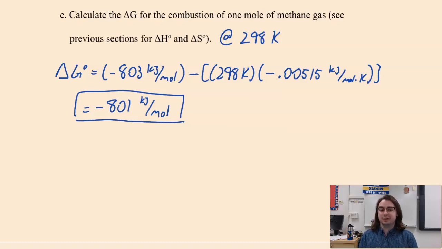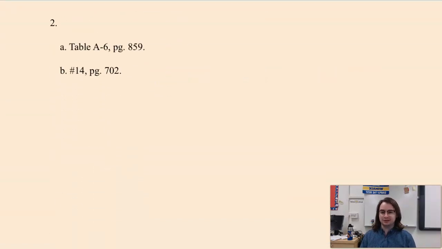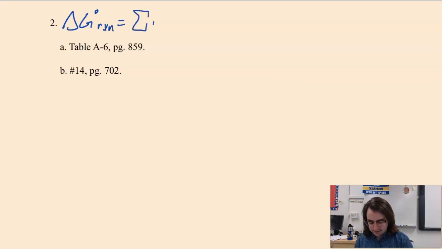It does, but we're going to talk about the meaning of the sign in front of delta G in just a second. But first, let's also talk about the second way that we can calculate delta G. So just like with the other two, we can calculate delta G of a reaction by taking the sum of the G values for the products and subtracting them from the sum of the G values from the reactants.